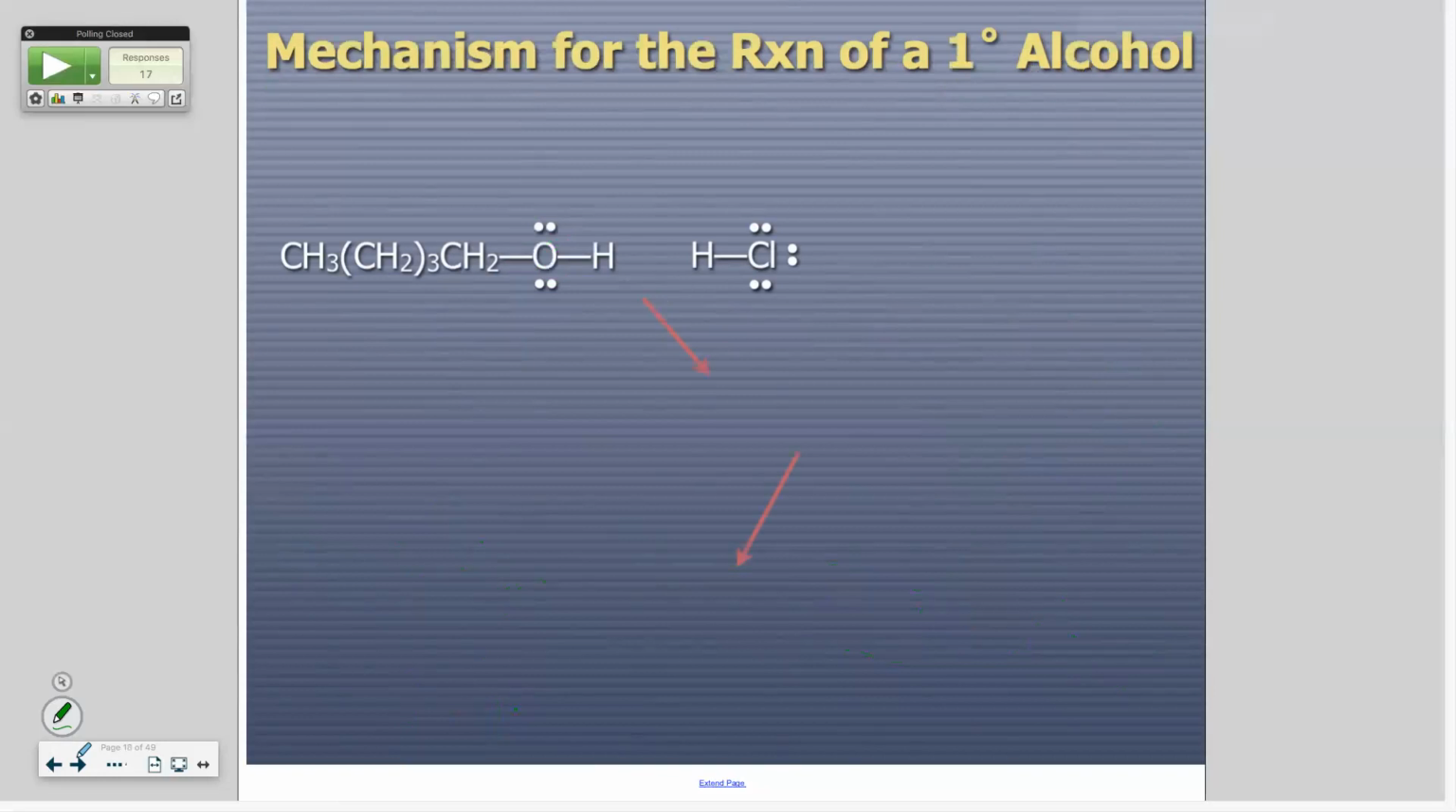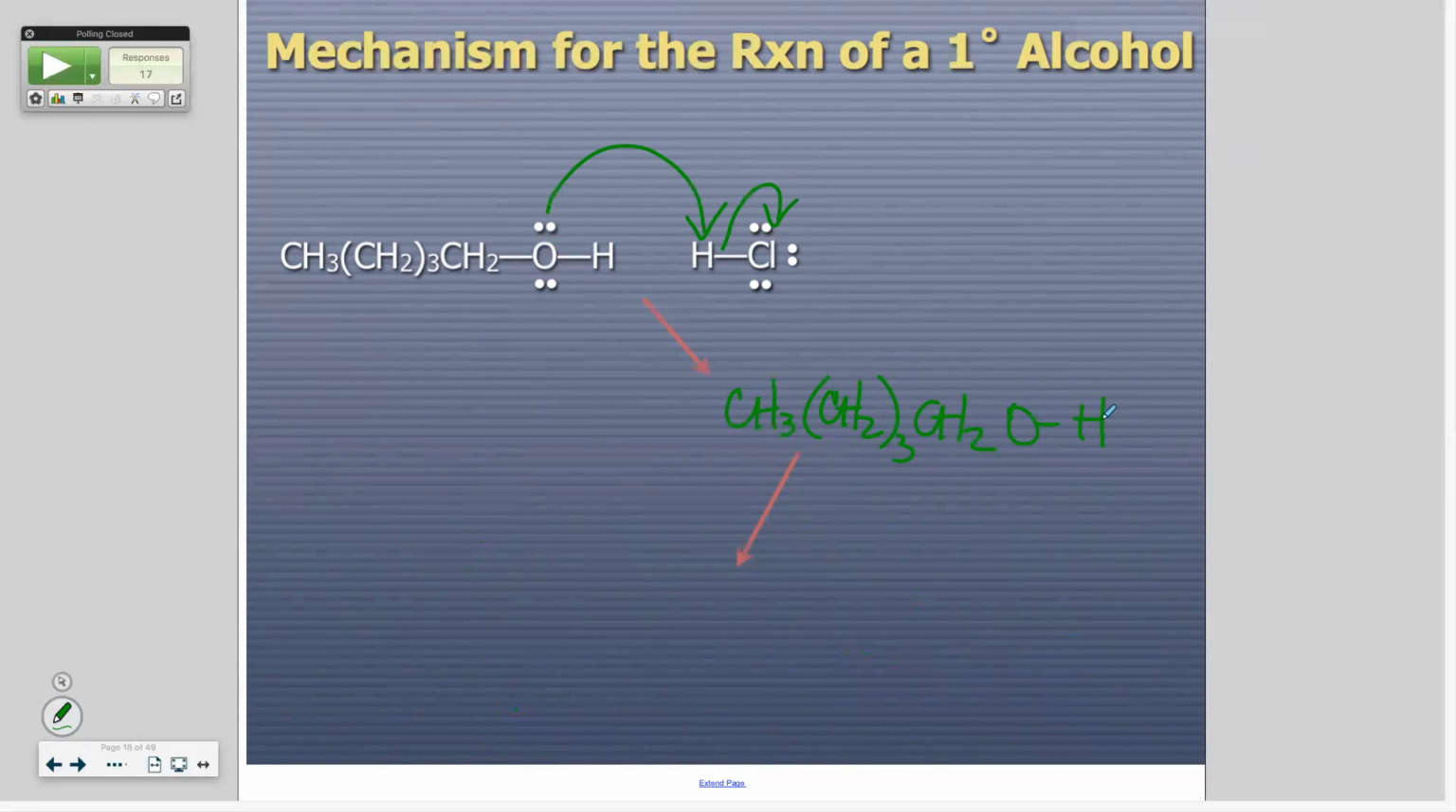Okay, here's a primary alcohol. So let's do it. How do we do that one? What do we do first? Grab the H. Reach out and grab the H. And what happens to the electrons in the HCl bond? We go to the Cl. Okay, so now what do we have? This is what didn't change. All that's going to change is where I drew the arrows.